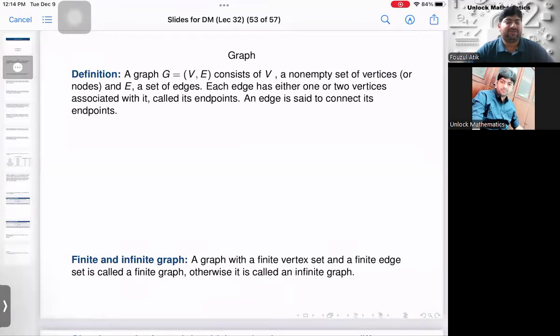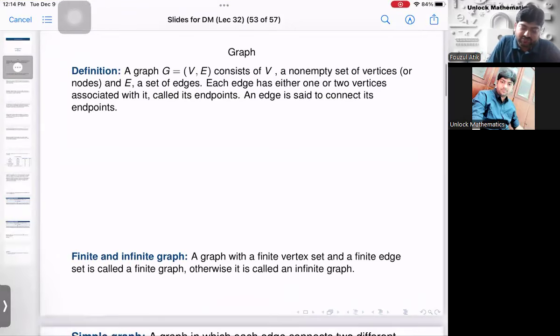Now, what do you mean by a graph? A graph G equals (V, E) consists of a non-empty set V of vertices or nodes and a set E of edges. This set E can be empty, but V is non-empty. Each edge has either one or two vertices associated with it, called the endpoints of the edge. An edge is said to connect its endpoints.